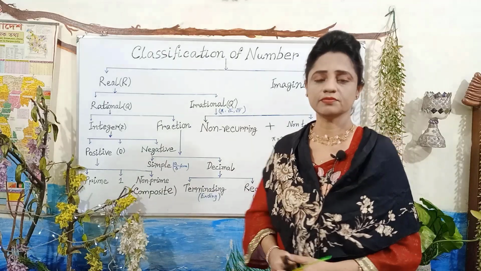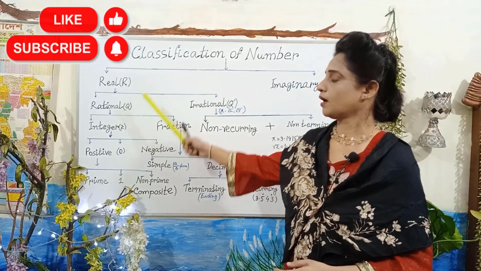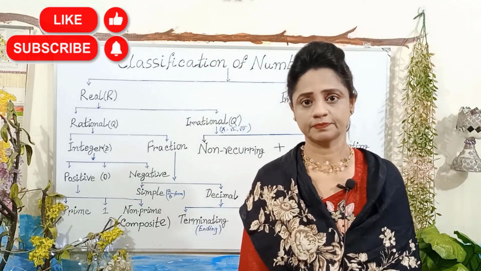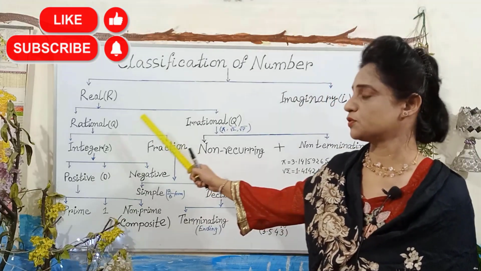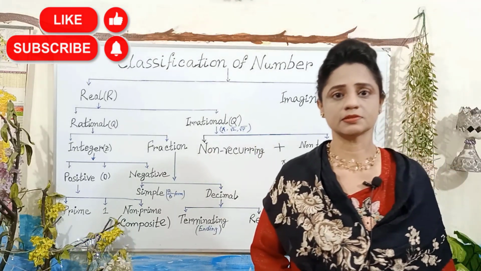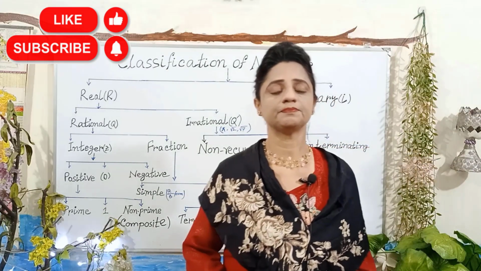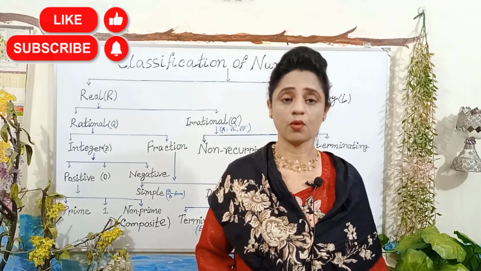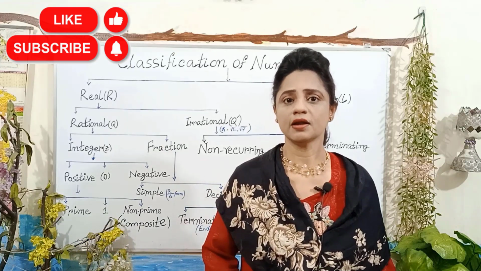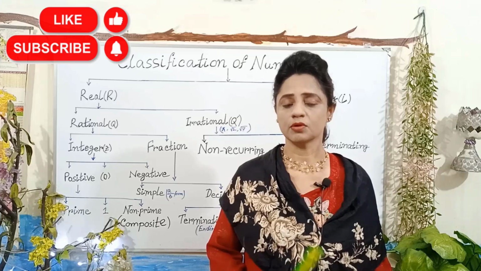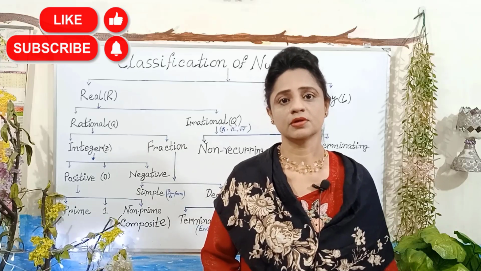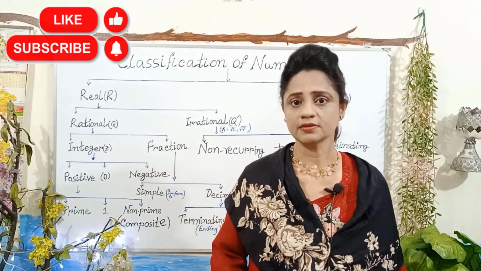One is real number, which is denoted by capital R, and the other is imaginary number, which is denoted by small i. Now let's see that imaginary number is quite uncommon to us and we hardly have seen this number in our textbook. But a real number is very common to us and most of our problems are based on this real number. So today we are explaining this real number.